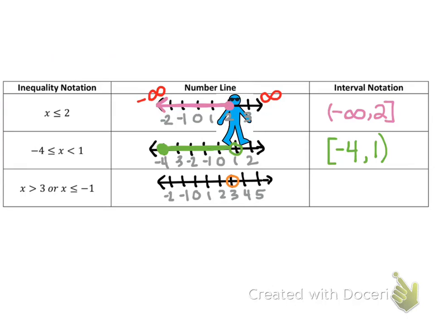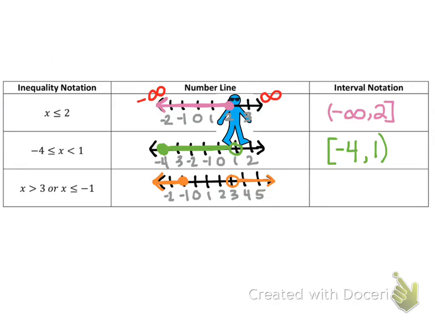And last but not least, x is greater than 3 or less than or equal to negative 1. I started with an open circle on 3 to represent that solution. X is greater than 3, so I'm shading to the right. Or x can also be less than or equal to negative 1, so I put a closed circle on negative 1 and shade to the left, because all numbers going to the left.